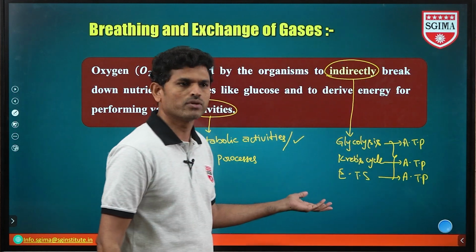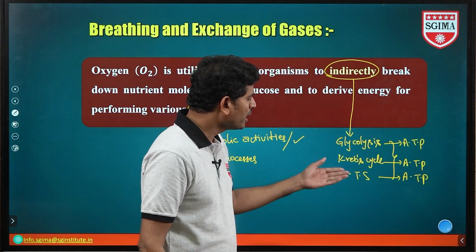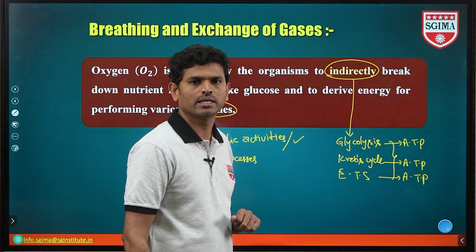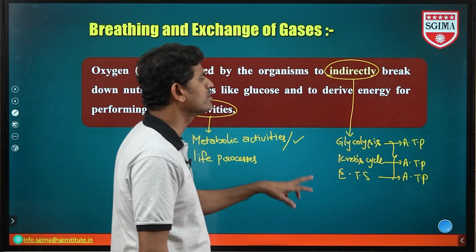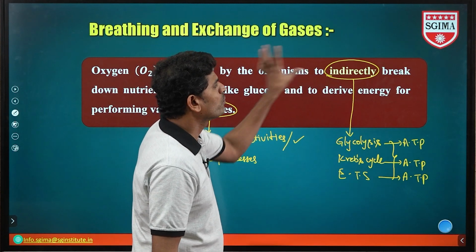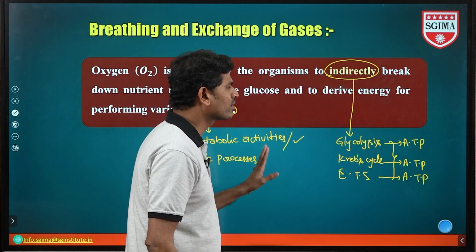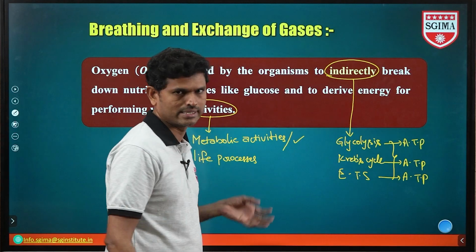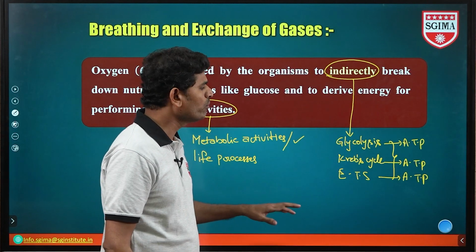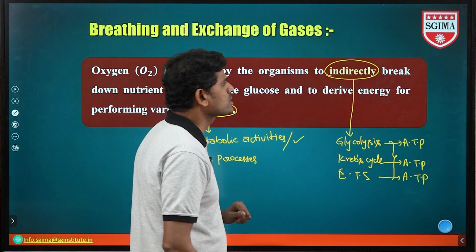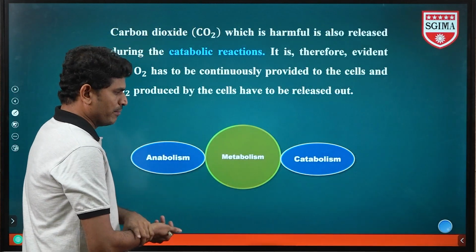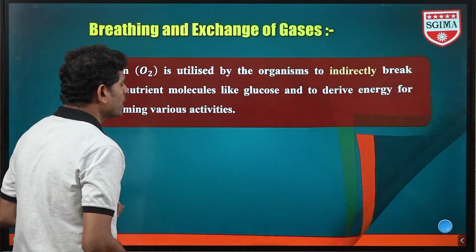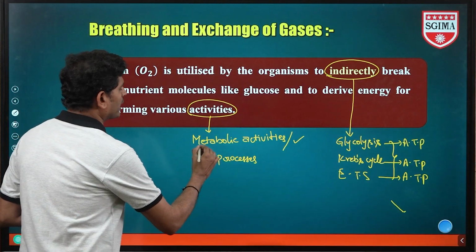It happens in the cytoplasm of the cell and in the mitochondria of the cell. So in various steps it is going to oxidize completely and release the energy. That's why we say that here it is oxidized indirectly. Okay, it is clear. Now we are going to see the next slide. Let us see what is given in the next slide. In the previous slide, we clearly wrote metabolic activities.